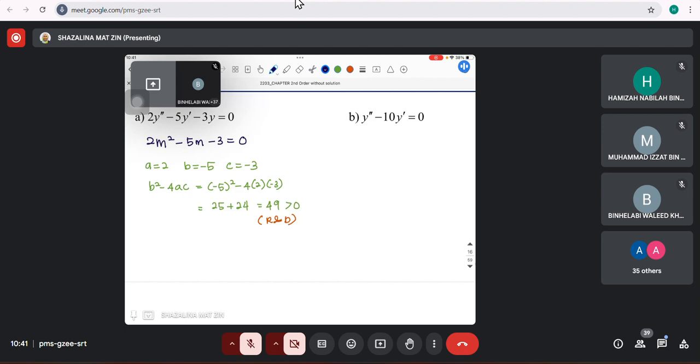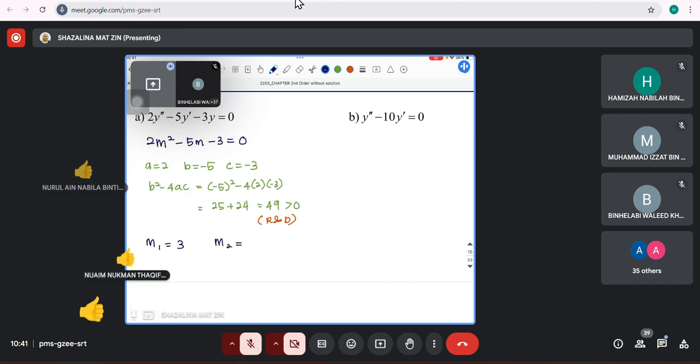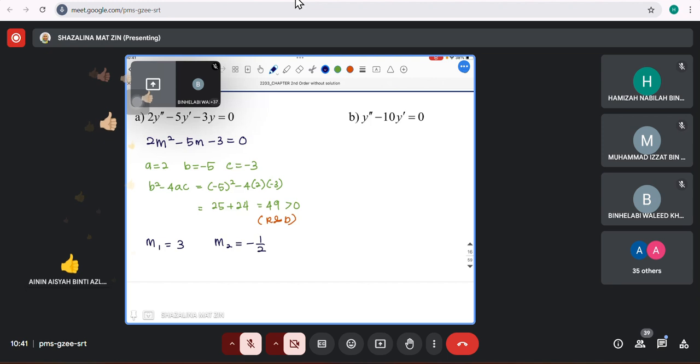Okay. Yang lain okay ke? M1 is equals to 3. M2 is equals to negative 1/2. If you have a decimal point, please convert to a fractional number. Yang lain? Any one of you using calculator ES or EX, which is more simplest way to find. Tak ada senyap je ni.